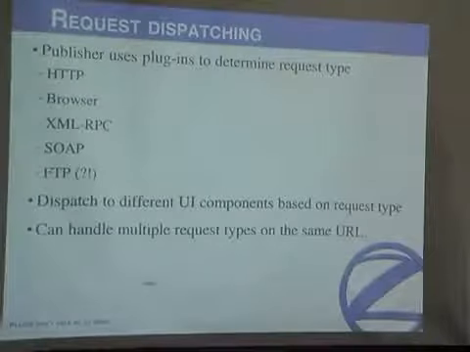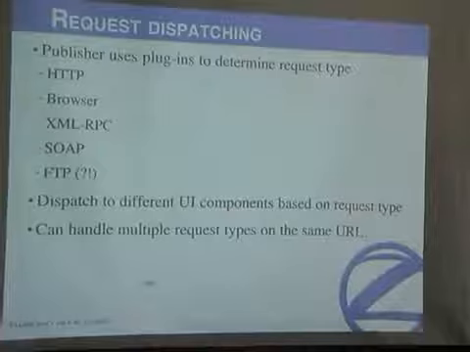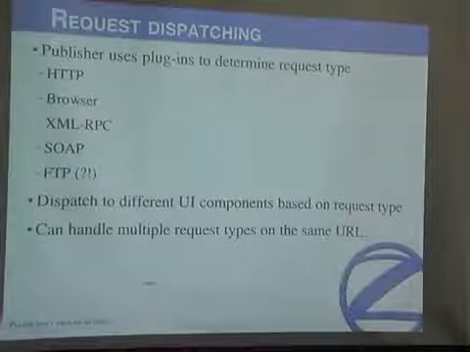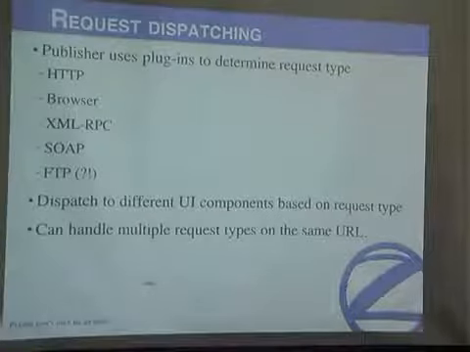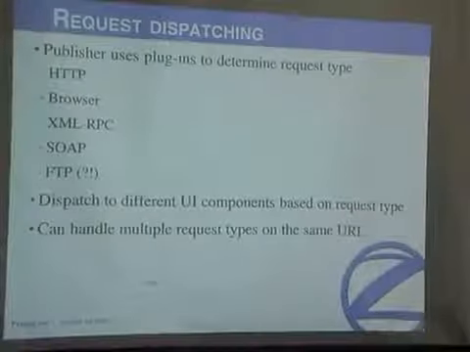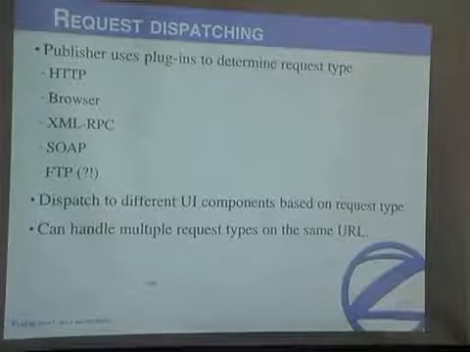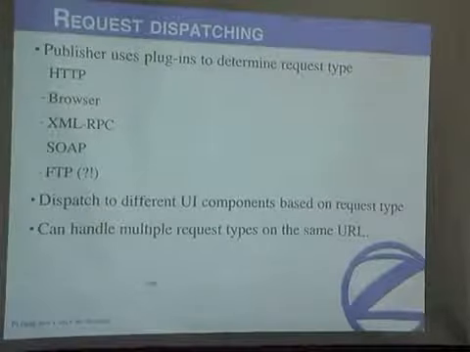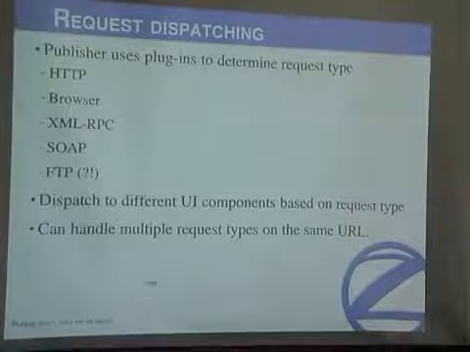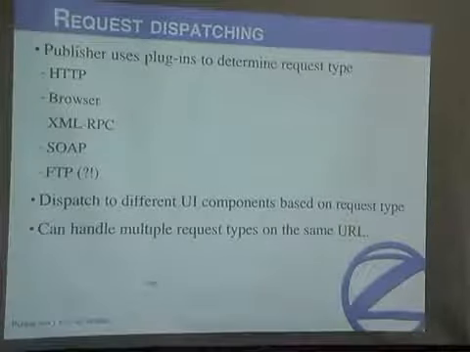So as I mentioned, in the Zope 3 publisher, we would do this dispatching very, very early in the process. When a request came in, really before it even touched any application code, we'd introspect the request and figure out what kind of request it was, and then we would dispatch to different kinds of application components based on the request type.